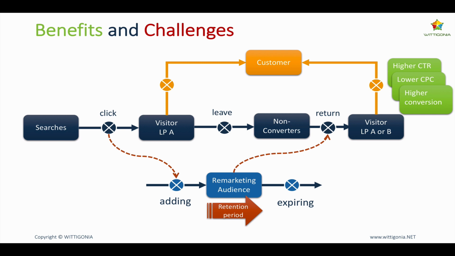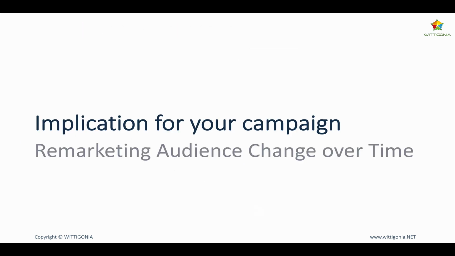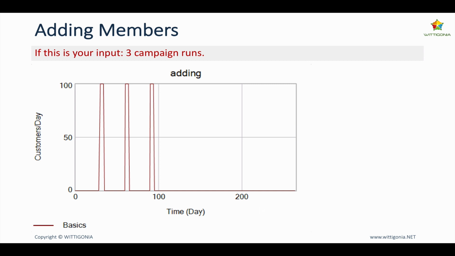And likewise, a much too short retention period could also be very problematic, because you might lose out on some important business. So the implications for your campaign, when we talk about remarketing audience change, and again, keep in mind that dynamics is always about change over time, we have to consider the following things. So let's say, for example, I did a short simulation here. Let's say you ran 3 campaigns.